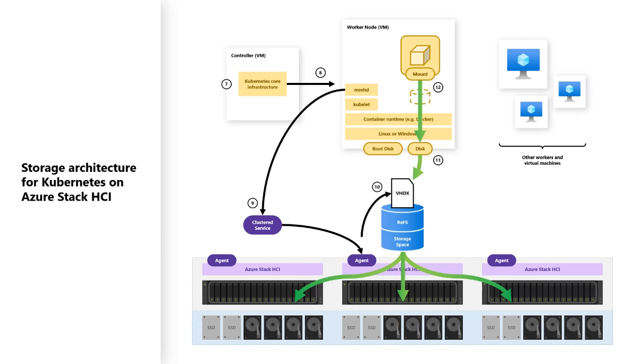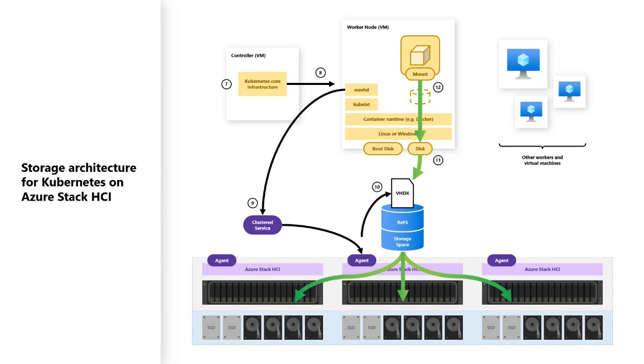Hi, Ernie. With cluster shared volumes, we have the ability to define a mirror or parity. Can we specify on which volume the VHDX files used by the pod are placed?